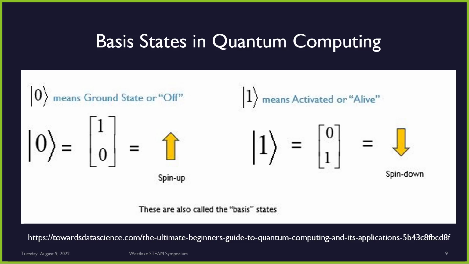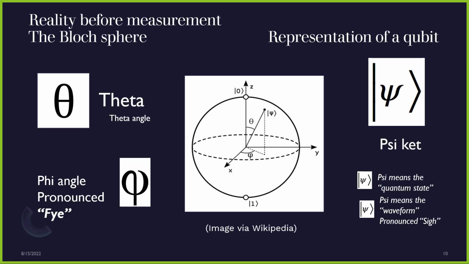There are two realities in quantum computing, one before measurement, when everything is possible, and one after measurement, which by observation collapses the waveform into only a 0 or a 1, like a classical computer. Before measurement, a qubit can be visualized using the Bloch sphere. Here we can see the 0 ket at the North Pole and a 1 ket at the South Pole.